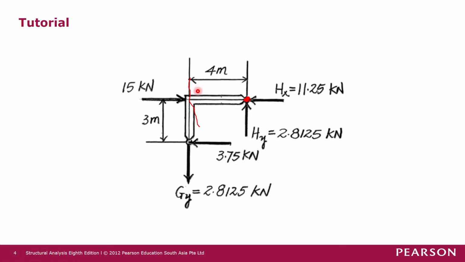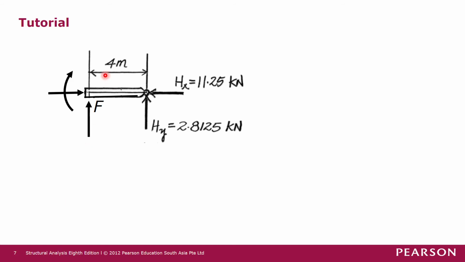Okay, so we isolate segment FH as a free body diagram. So it will look like this. This is joint H, this is joint F. So when you cut across joint F here, because it's a fixed joint, we have 3 reactions.